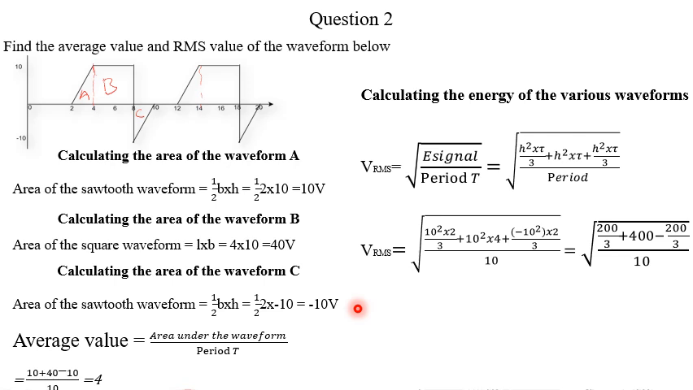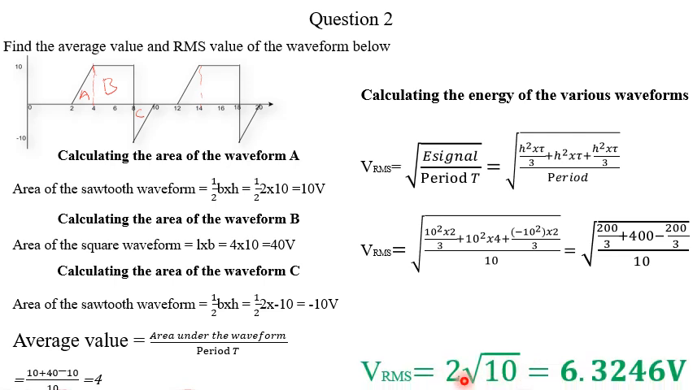Then we just substitute our values. So you see, it's our 10 squared times the 2. How did I get the 2? The 2 is 4 minus this 2. Then the next waveform, calculating the energy, is 10 squared times 4. So here is the height squared times 8 minus 4, which gives us 4, plus here is the same as this, but the amplitude is minus, so we just negate it, and divide it by the total period. Doing that calculation, we get our total answer as 2 root 10, and the 2 root 10 is 6.3246 volts. So this is how we calculate the RMS value and average value of the various waveforms.